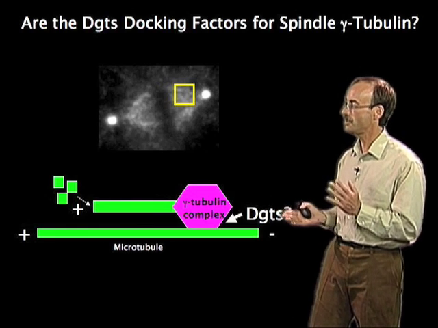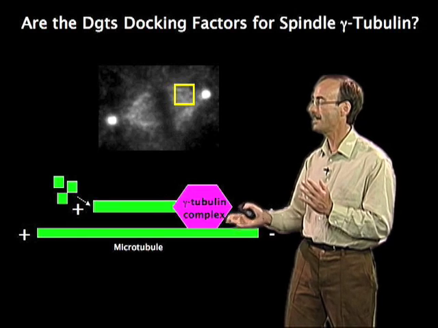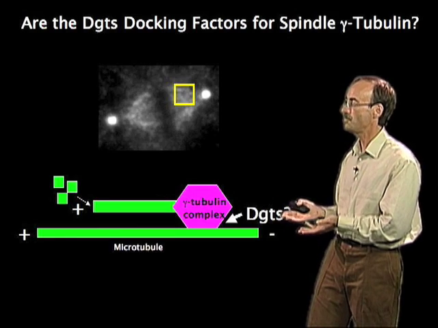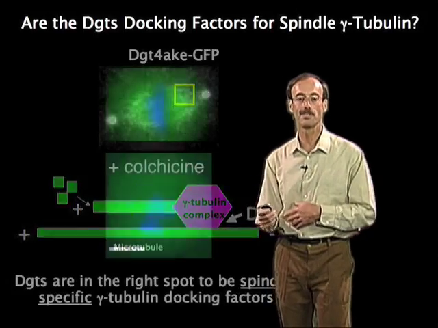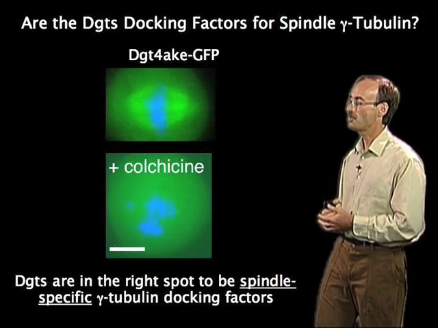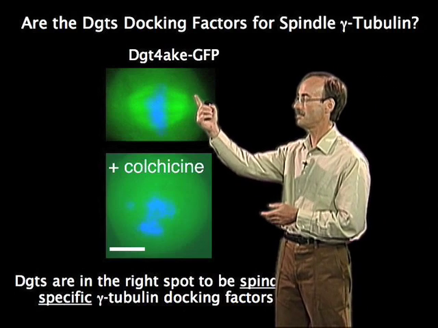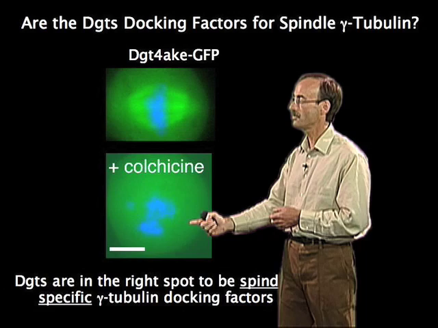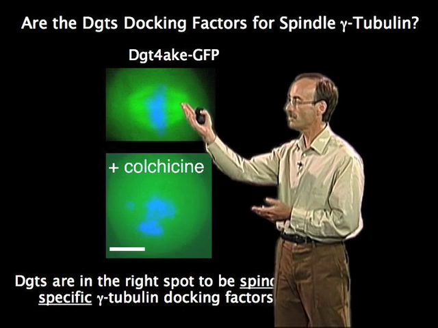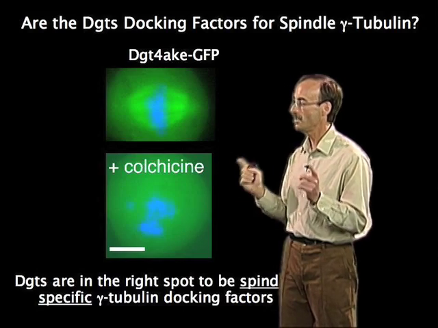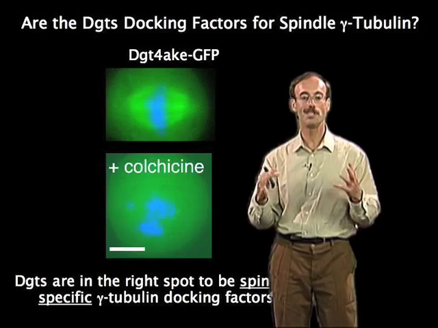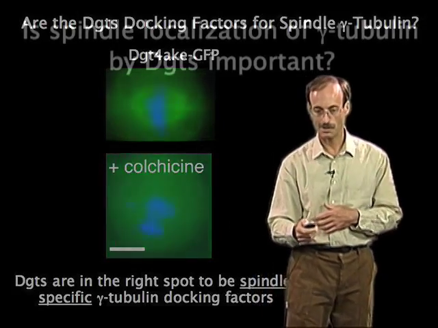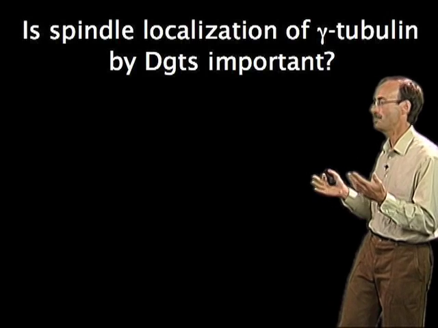And if this was the case, that these new proteins are involved in docking gamma-tubulin to these spindle microtubules, then we would expect that these novel genes that we found would be localized to the spindle themselves. And indeed, when we tagged these proteins with GFP, we found that these new proteins were localized to the spindle. If we knocked out the microtubules with a drug called colchicine, that localization of these DGTs went away. So these new proteins, which we call DGTs, are in the right spot in the spindle to be specific gamma-tubulin docking factors.